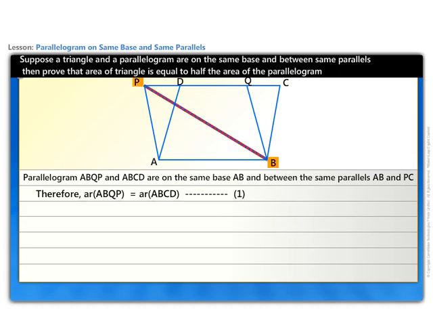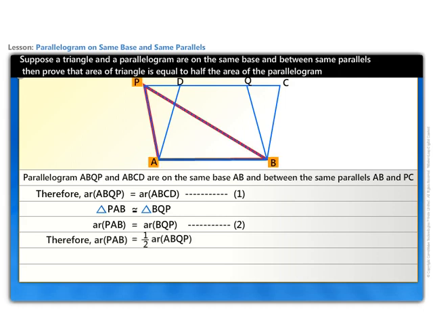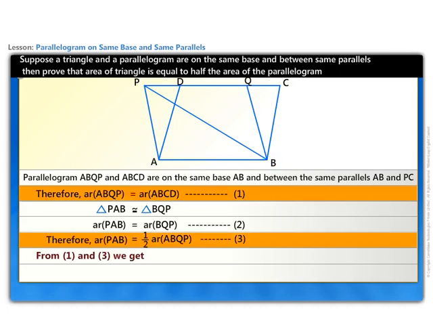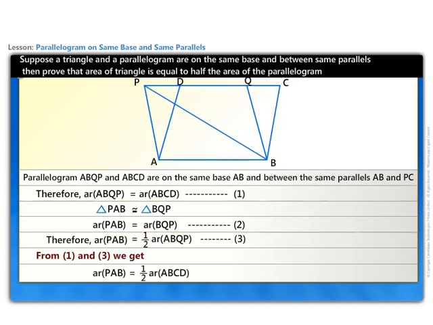Diagonal PB divides parallelogram ABQP into two congruent triangles. Triangle PAB is congruent to triangle BQP. This means that area of triangle PAB is equal to area of triangle BQP. Consider this as equation 2. Now, area of triangle PAB is equal to half into area of parallelogram ABQP. Consider this as equation 3. From equations 1 and 3, we get the area of triangle PAB equal to half into area of parallelogram ABCD.